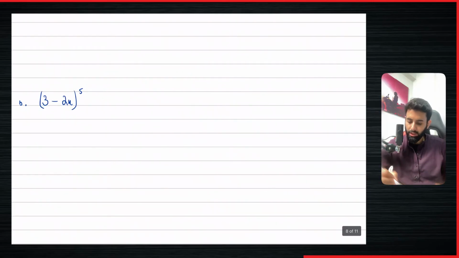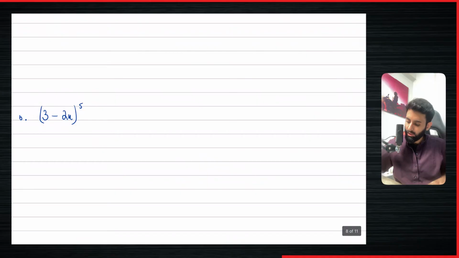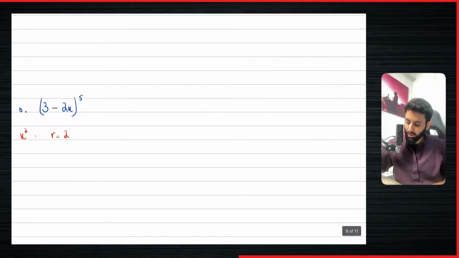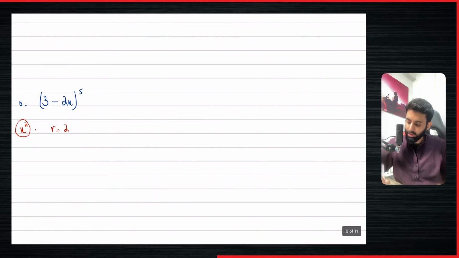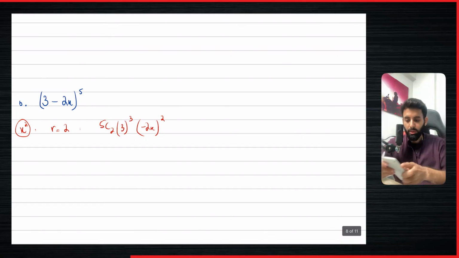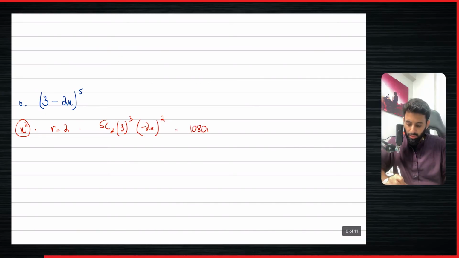Now this was one example. To further strengthen our understanding, let's do another example. So here we have (3 - 2x) to the power 5. If I want the coefficient of x squared, all I've got to do is plug in r as 2. Now let's see what happens. 5C2 into 3 raised to the power 5 minus 2, which is 3, and (-2x) to the power of 2. If you work this out, you will end up with the coefficient of x squared. So 5C2 is 10, into 3 cubed, which is 27, into (-2) squared, which is 4. So this becomes 1080x squared. But since we want just the coefficient, we'll stop at 1080.